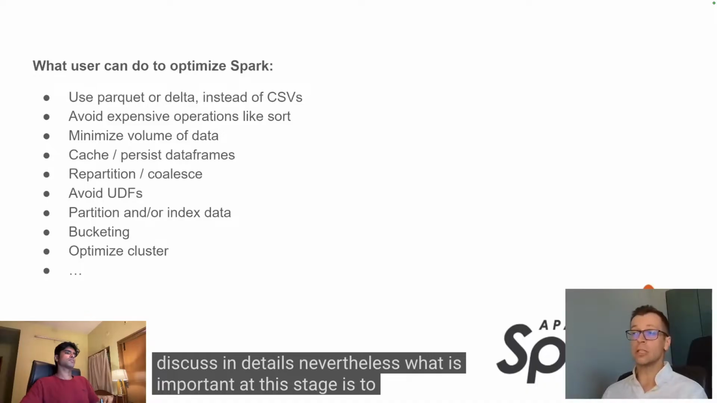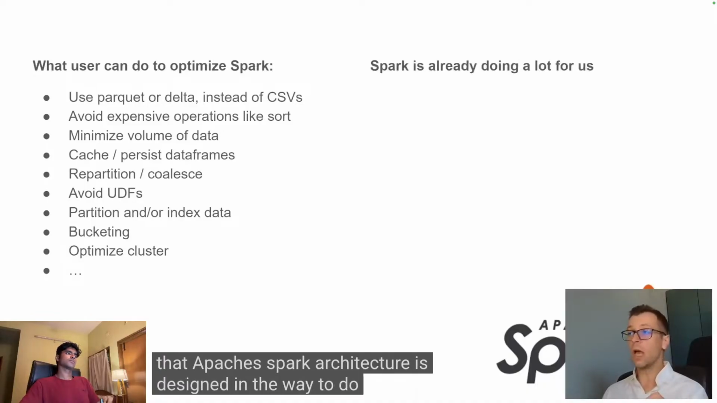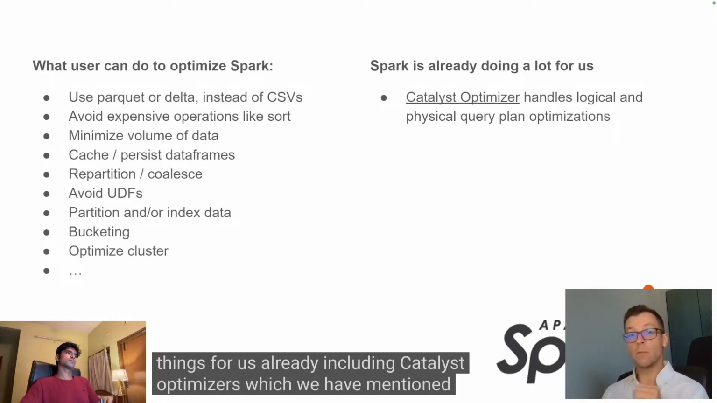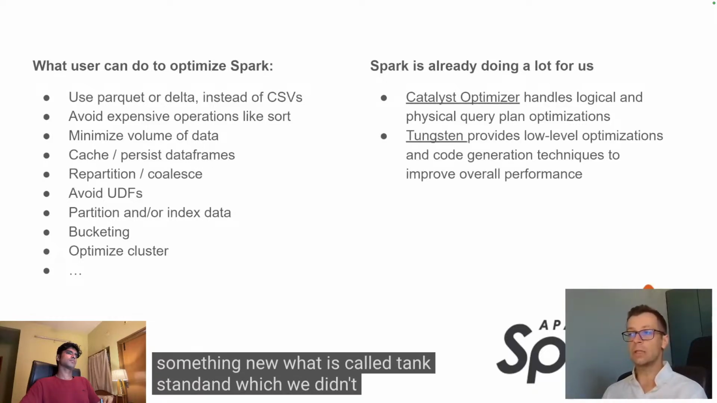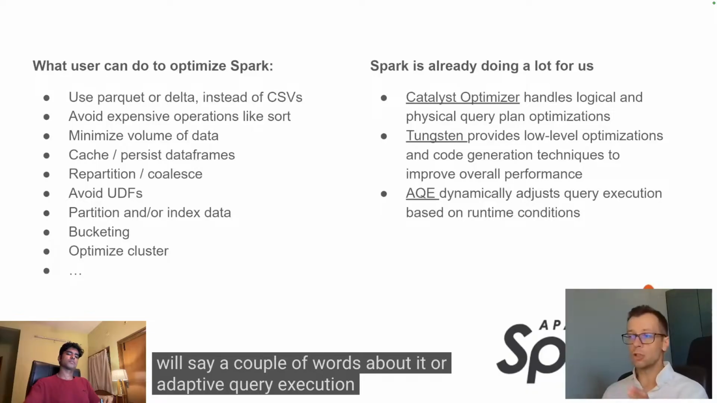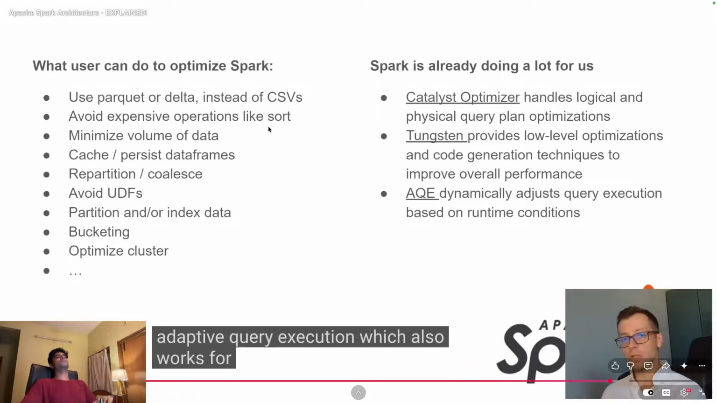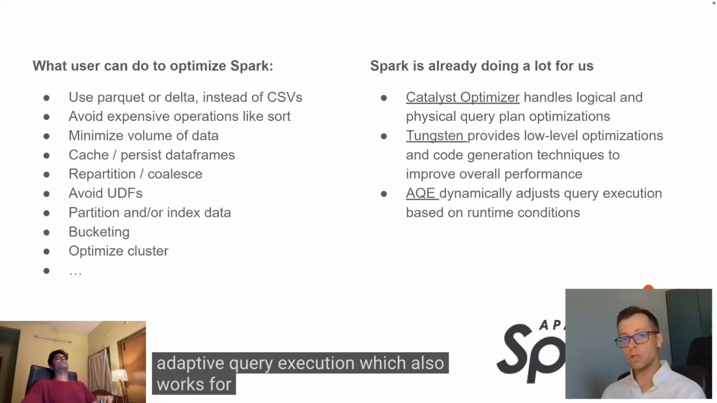Nevertheless, what is important at this stage is to understand that the Apache Spark architecture is designed in a way to do a lot of things for us already, including the Catalyst optimizer, which we have mentioned a couple of times already, but also something new called Tungsten, which we didn't touch on, and we will say a couple of words about it, or Adaptive Query Execution, which also works for us a bit in the background.